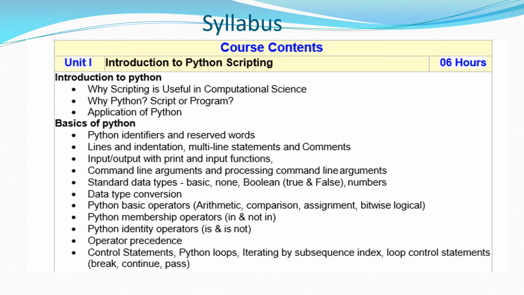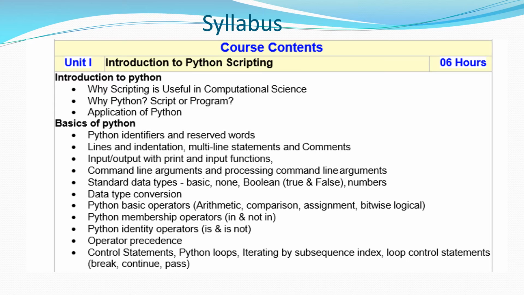After that, next topic is basics of Python, where we will discuss what is identifiers, reserved words, use of single line and multi-line statements, and how to add comments. Next is input or output with print function. Next subtopic is how to execute programs through command line by passing some arguments and how these command line arguments are processed. After that, standard data types, which already you studied in many programming languages.